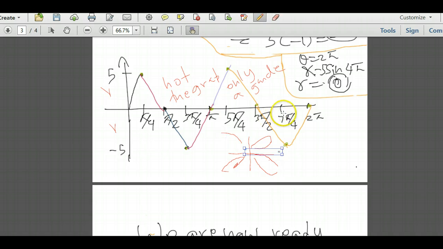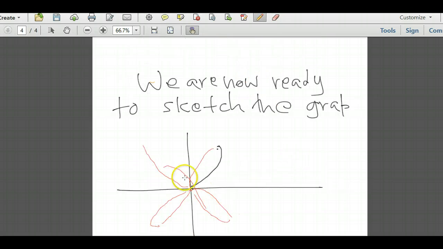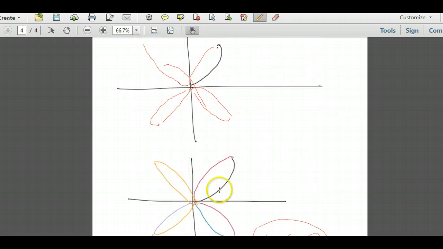Right, and from 7 pi over 4 to 2 pi, you drop back to 0. It's very difficult to draw, but you can see that actually you get a nice little 4-leaved petal like that.